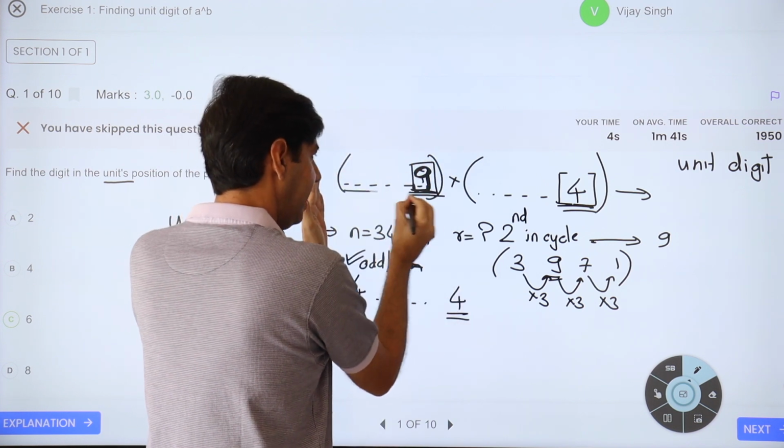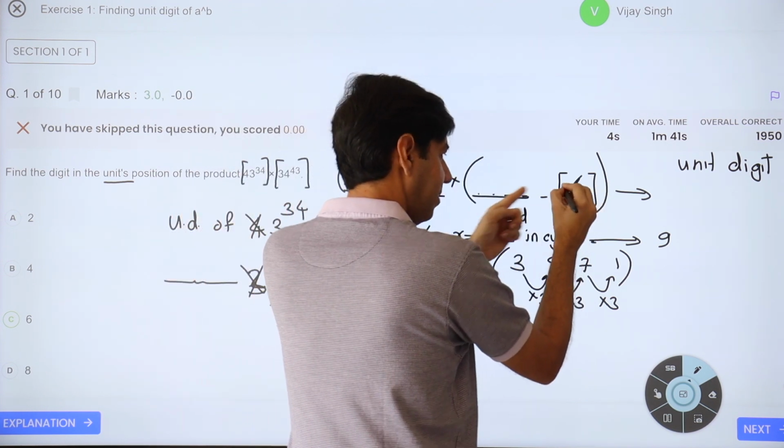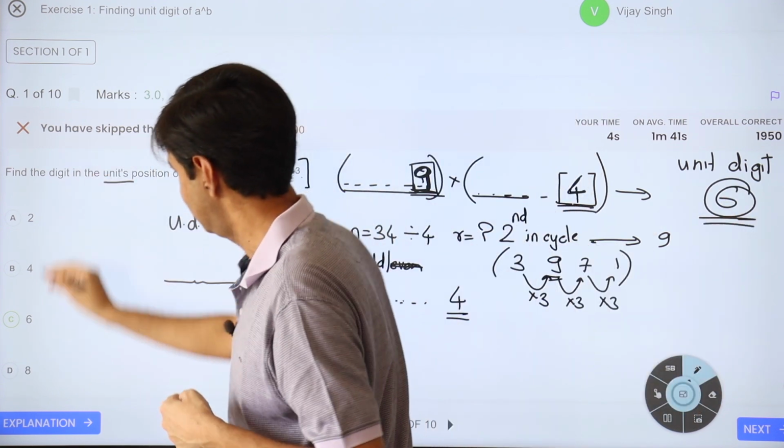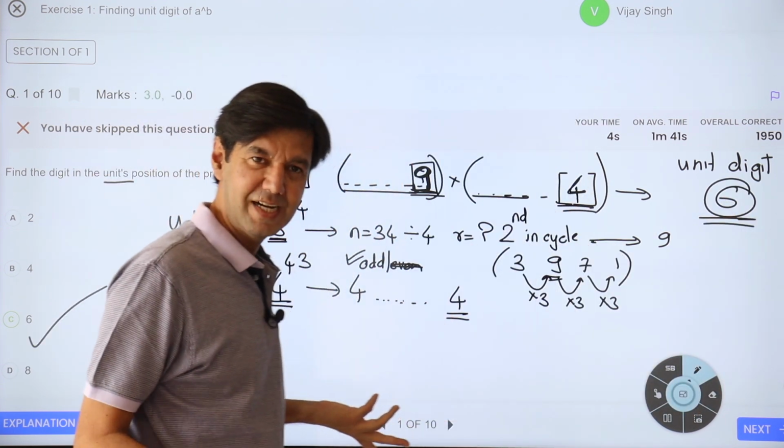And a number ending with a 9 multiplied with a number ending with a 4, the unit digit of the answer will be 6. Is that the answer? That's the answer. Straight, simple.